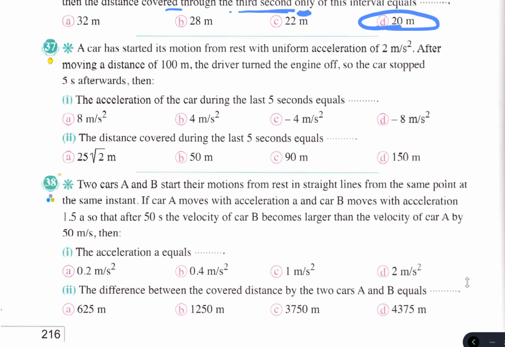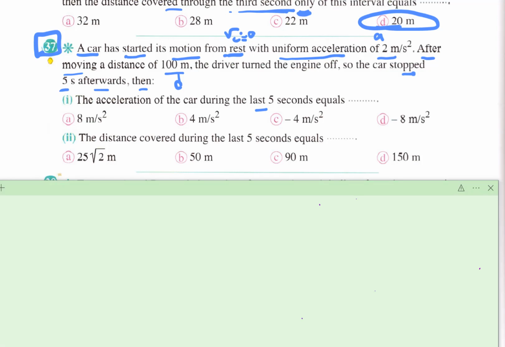Let's move to 37. Here a car has started its motion from rest. V initial equals 0. With uniform acceleration, we have the acceleration. After moving a distance, we have the distance. The driver turned the engine off, so the car stopped 5 seconds afterward. Then the acceleration of the car during the last 5 seconds. To calculate it, we need to calculate the final velocity here at the beginning, right? Let's do it step by step.